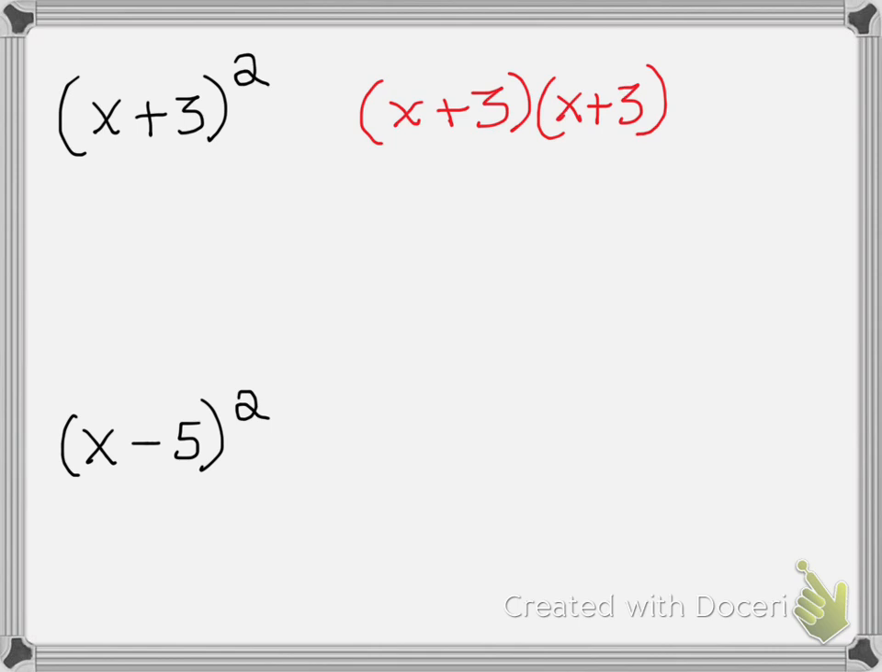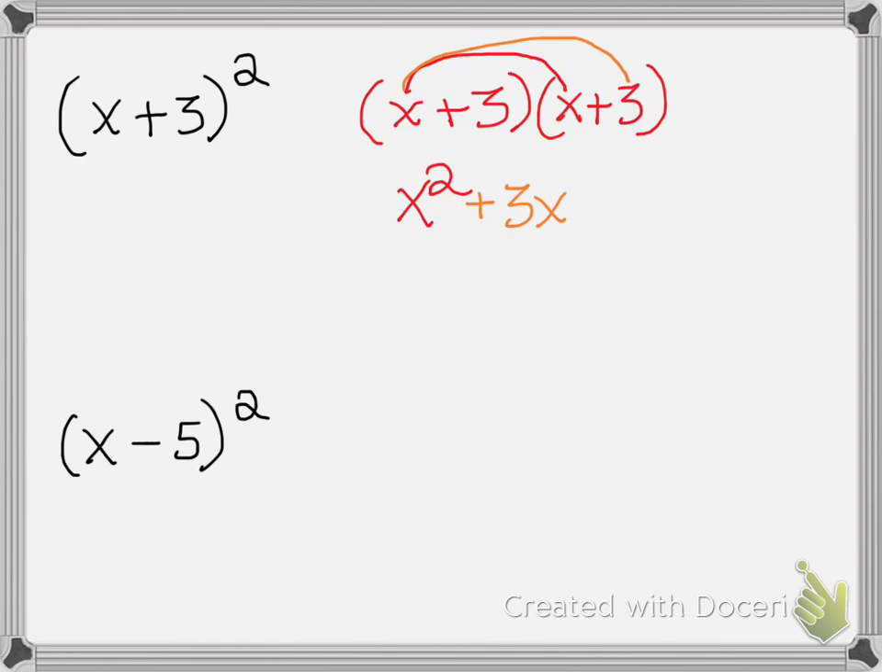So I'm going to actually multiply them. I can use FOIL or double distribution. So I'm multiplying the first x times the first x, and x times x gives me x squared. Then I'm going to multiply that same first x, but now with the 3 in the second set of parentheses. And so x times 3 will give me 3x.